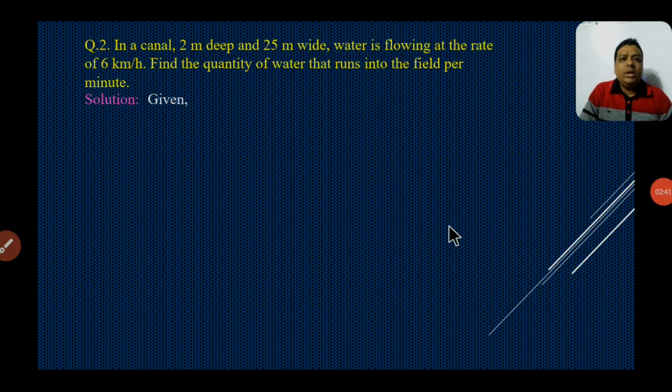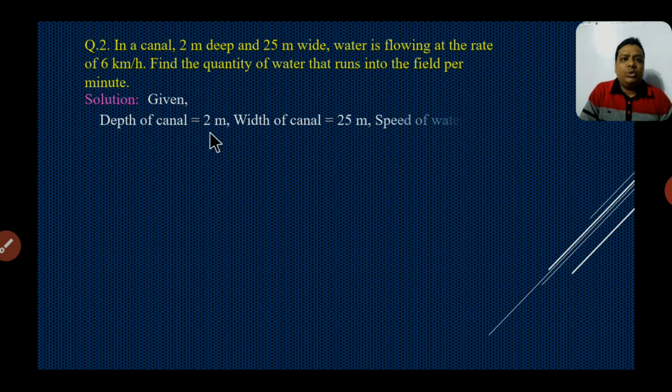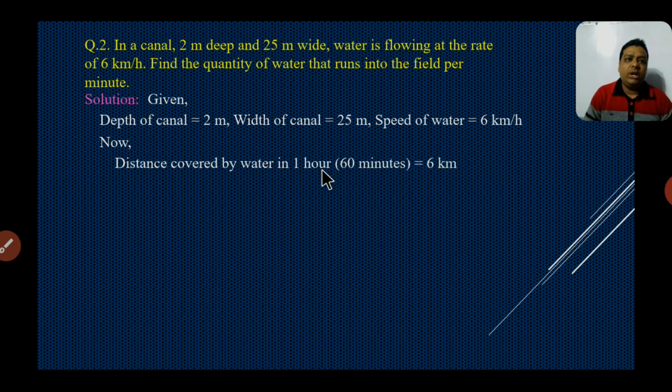Given the depth of canal 2 meter, width of canal 25 meter, and speed of water 6 km per hour. So speed is given, and depth and the width of canal are also given. Per minute means in 1 minute, how much distance it covered? Let's find it. Distance covered by water in 1 hour, that is 60 minutes. Speed means 6 km per hour. It means the water will flow 6 km in 1 hour, that is 60 minutes.